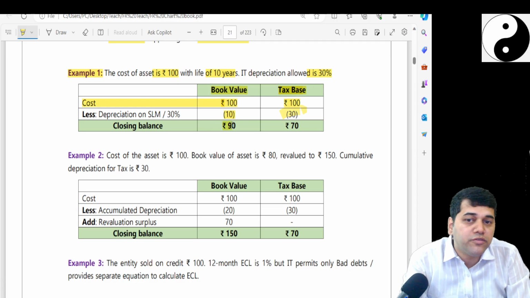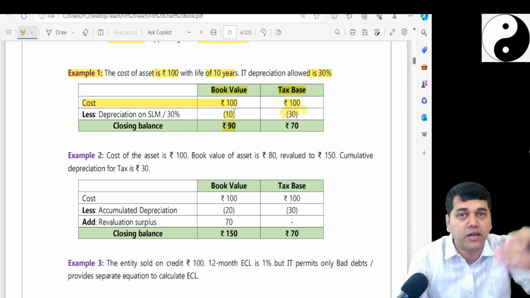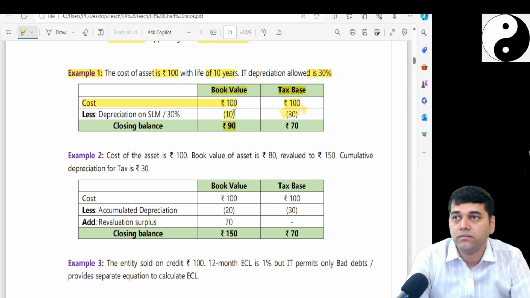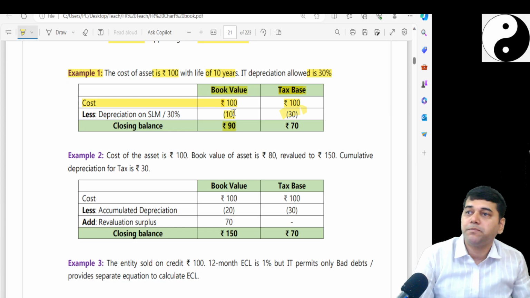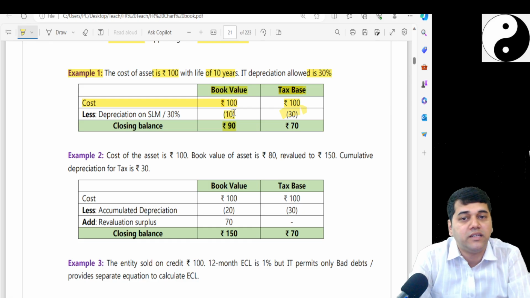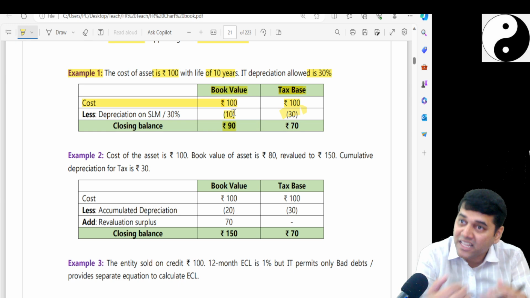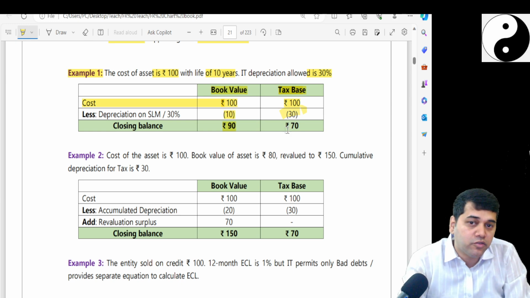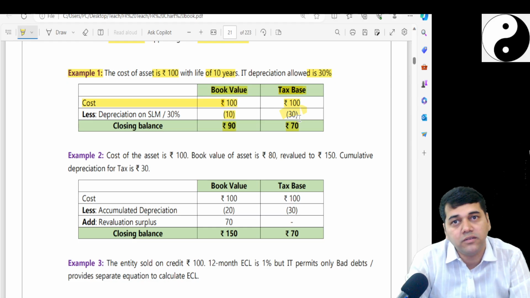So, what is the closing balance as on 31st March of the first year? Book balance is 90. But if you open the income tax department's records, they say, no, your book balance is not 90. Your book balance is 70 as per us. So, this is called a tax base. Are you clear? First one. Very clear, everyone? Yes.